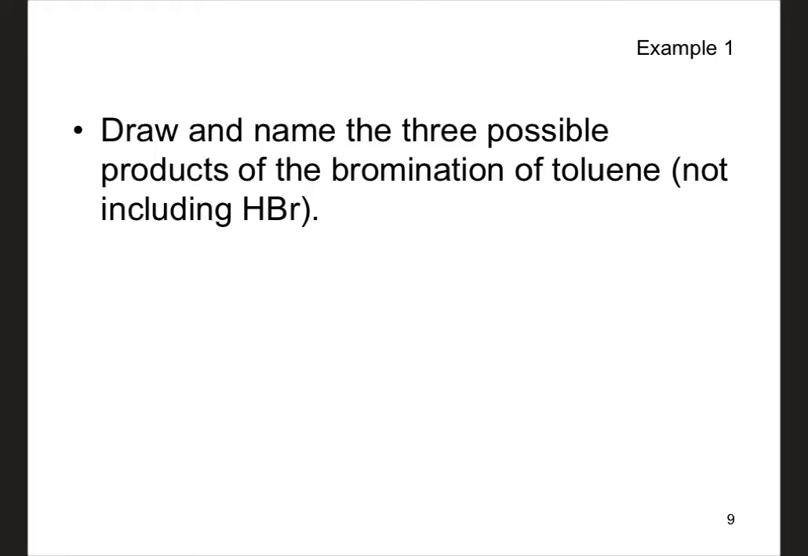The question here says, draw and name the 3 possible products of the bromination of toluene, not including HBr. So they're saying that HBr is a product you're going to see in any of these reactions, but what are the possibilities if you started with toluene? Anybody remember the structure of toluene? So you have benzene, of course, and a methyl group. A methyl group on a benzene ring is toluene. And we are going to react it with the same reaction conditions, Br2, FeBr3.